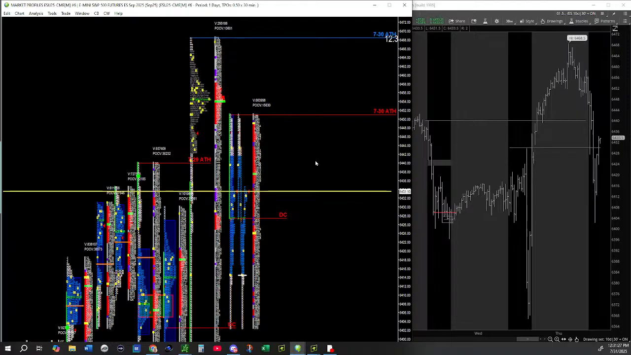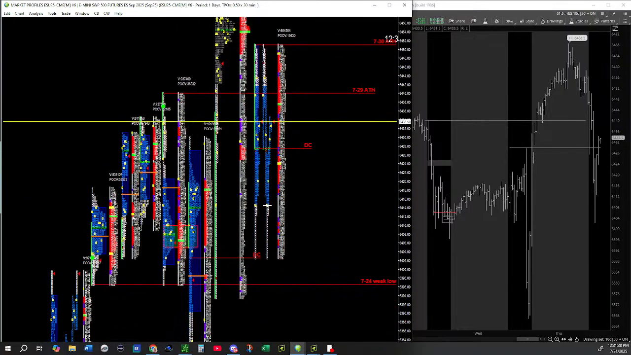Alright. Where was I? Now this is information that I think I need here, because this is also the high of this range here. 1, 2, 3, 4, 5 days range. And notice where the value area is as well. This can become relevant.